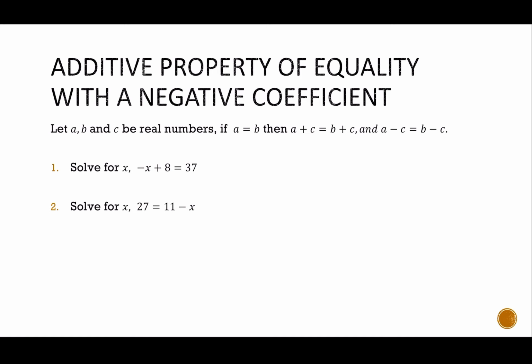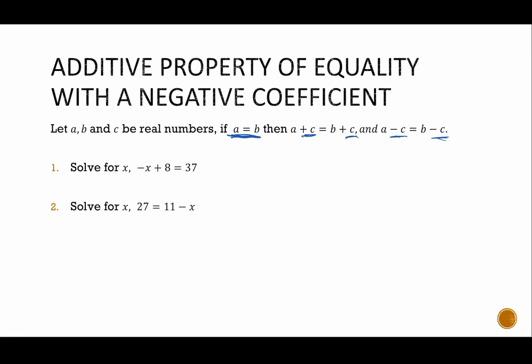So let's solve some examples with the additive property. I've talked about the additive property before, but the additive property states that if I have two things that are equal and I add the same thing or subtract the same thing from both sides, they still stay equivalent. So let's solve for x.